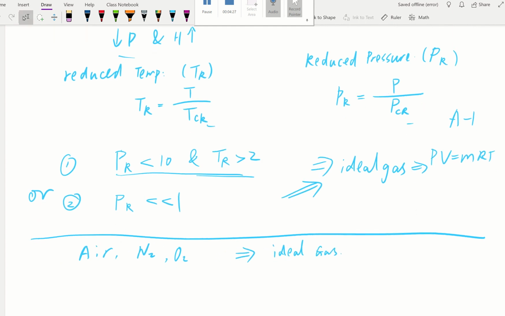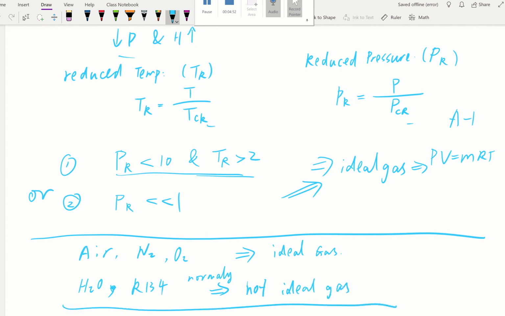And which ones will not be considered ideal gas? Water vapor is normally not considered an ideal gas. R134a, the freon, is also normally not an ideal gas. All right, so that's very important to know.